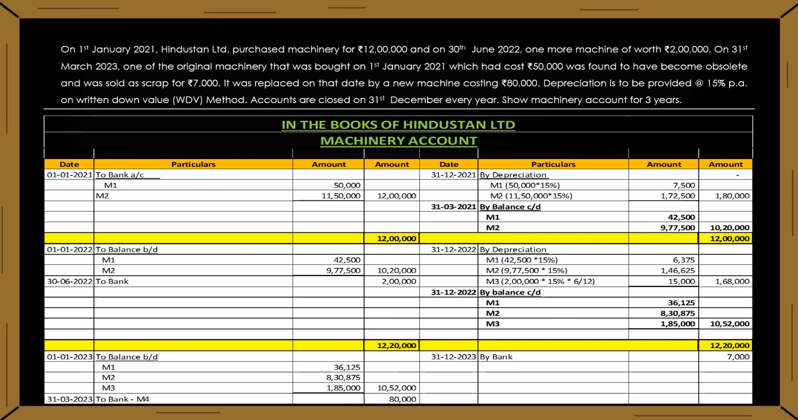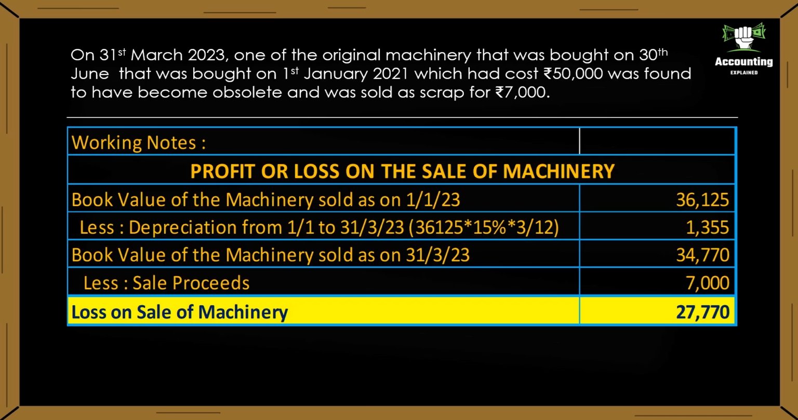M1 machinery is sold for 7,000 rupees. The book value of M1 machinery as on 1/1/23 is 36,125. This 36,125 we are going to take for the calculation of profit or loss on the sale of machinery. This is the working note for finding out the profit or loss on the sale of machinery M1. Just now we saw that the book value of the machinery sold as on 1/1/23 is 36,125.